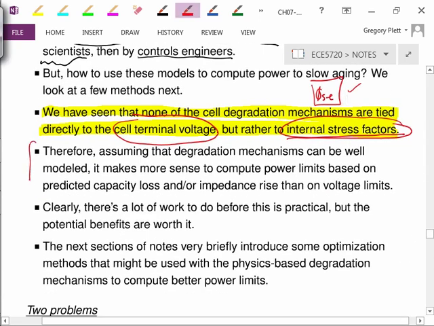And that's what I think I say here. So if we assume that the degradation mechanisms can be modeled, it makes more sense to compute power limits based on predicted capacity loss or predicted impedance rise due to some future current versus time or future power versus time than it does to compute the power limits based on the voltage limits as is done right now. So there's a lot of work to do. There's probably years of work to do before this is practical.